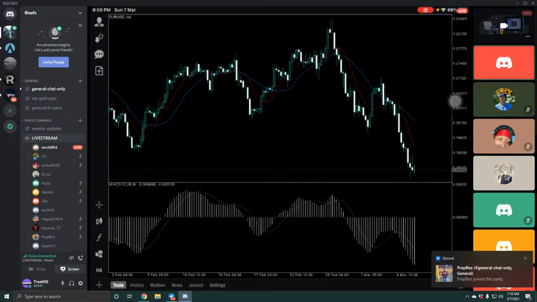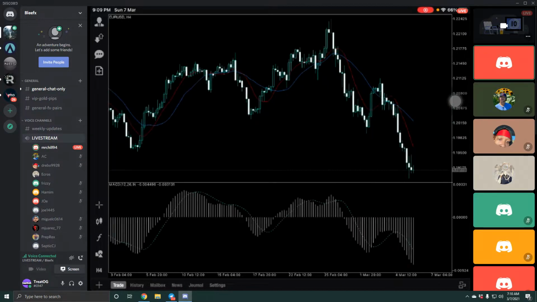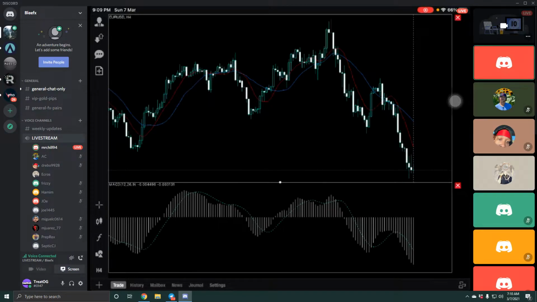I will show you the sniper. How do you get the sniper? I see two of them happening right now. What do you mean? So you don't put the second line. You don't need the crossover line. All you need is this one. This one is the histogram. Yeah, it's the default one.